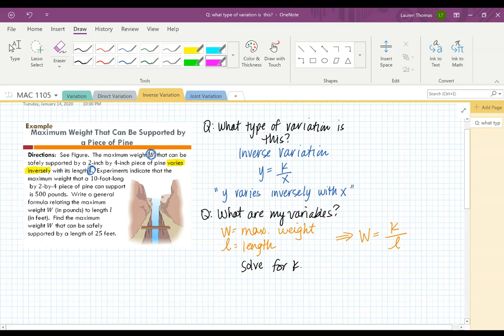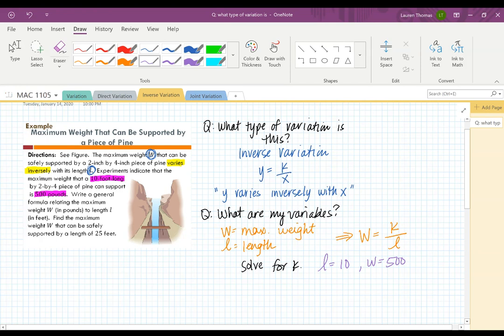There's my relationship. My L, or my length, would be 10 foot long. That's how long the board is. And I want to find the W that goes along with that L, and it's 500 pounds. So I know that L equals 10 feet and W equals 500 pounds.